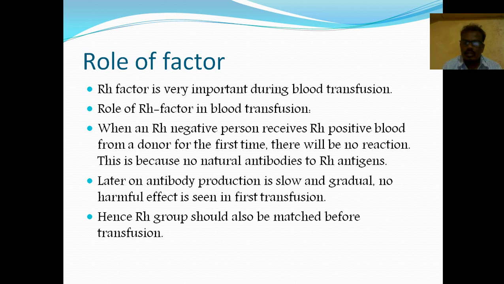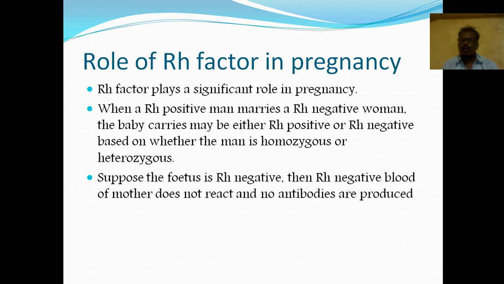Later on, antibody production is slow. Usually antibody production is slow and gradual. No harmful effect is seen in the first transfusion. Hence RH group should also be matched before transfusion. So when a blood transfusion is done, the RH factor is also very important. That is the role of the RH factor.